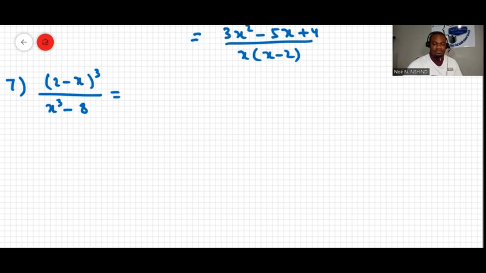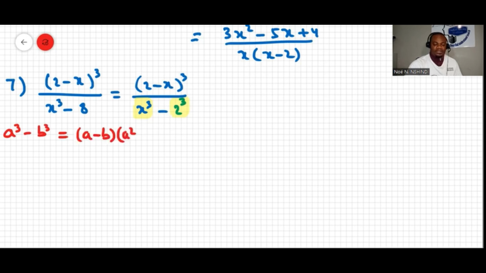Why? Because the denominator can be written as x cubed, and 8 is a cube number. It's like 2 to the power 3. So here we have the difference of two cubes. The formula says if you have a cubed minus b cubed, this is equal to a minus b, and then a squared plus ab plus b squared. So this is the method we're going to apply here.